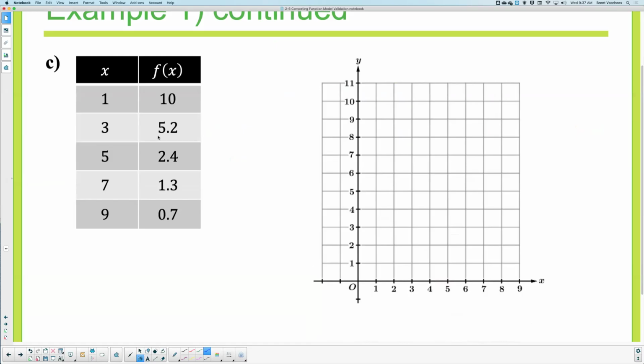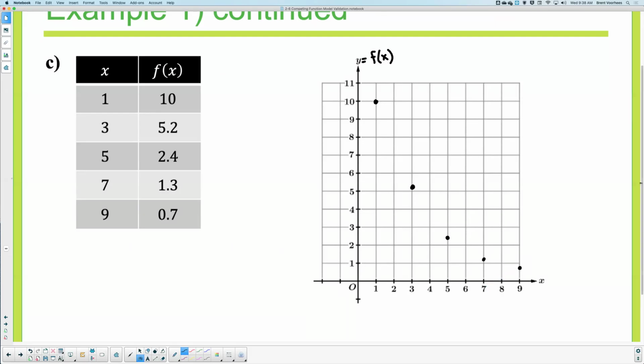Part C. 110. Where would I plot 110? Right 1, up 10. Okay, good. And one more time, I'm going to do y equals f of x. 3 and 5.2. Okay. 5 and 2.4. 7 and 1.3. And then 9 and 0.7.